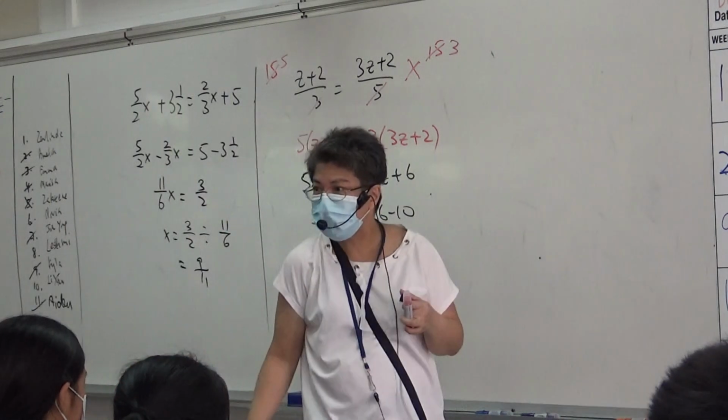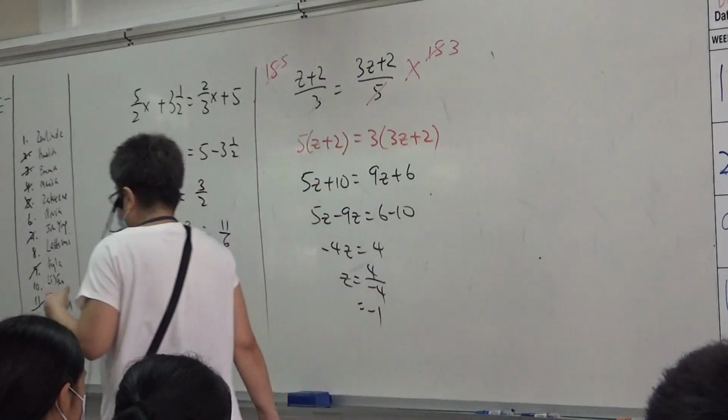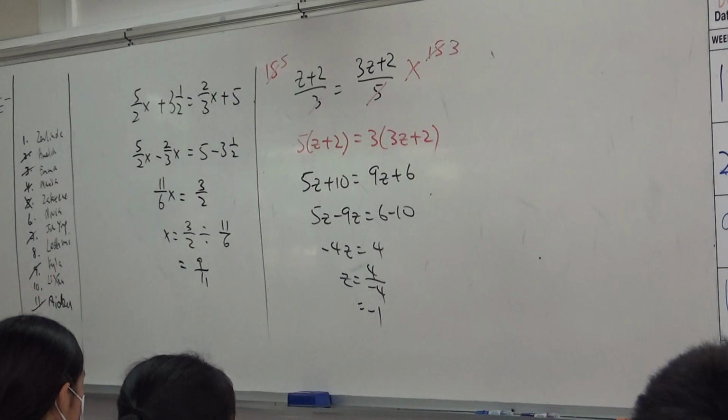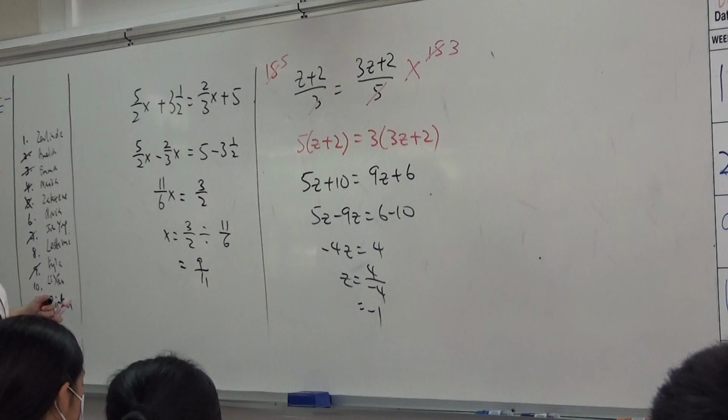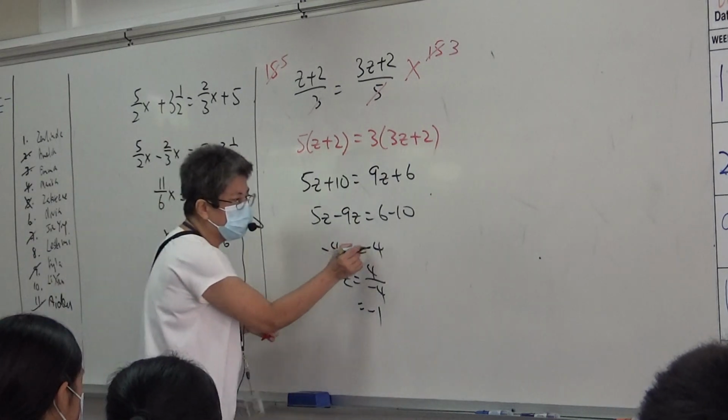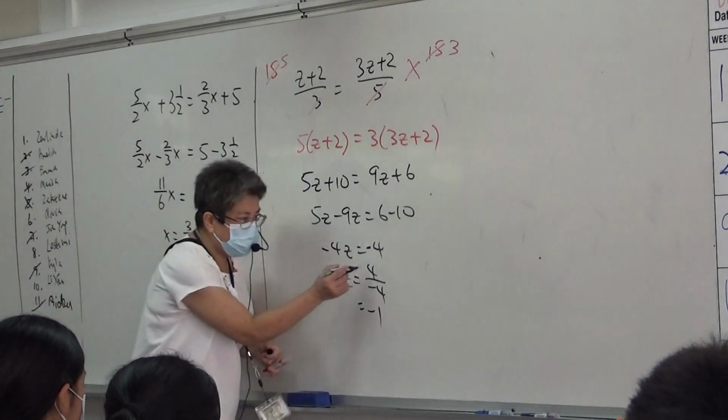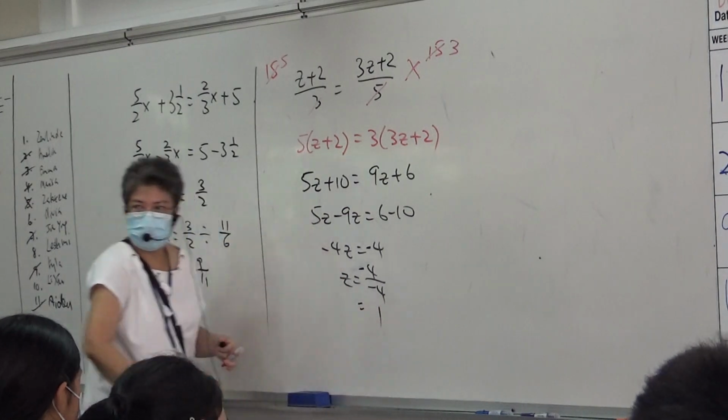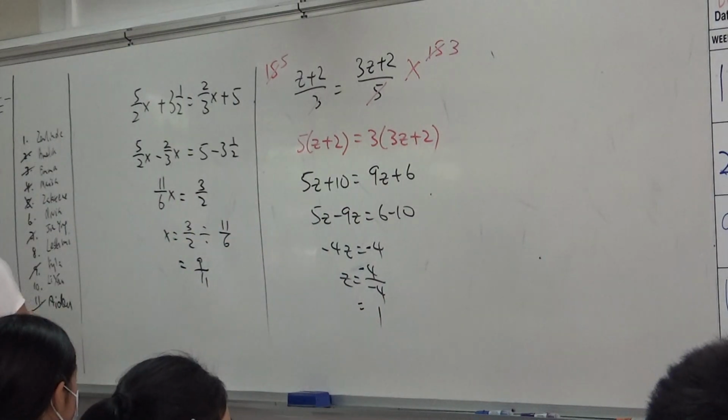Correct? Correct now? Okay, a negative one. Did I make a mistake? Oh, I made a mistake. This is also negative, right? So negative and negative become what? Positive. My mistake here. Okay?